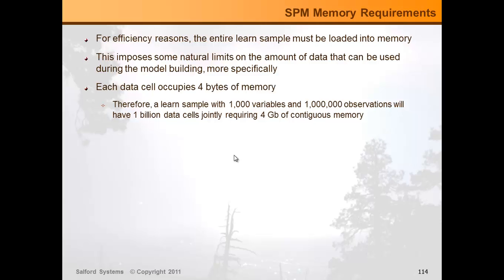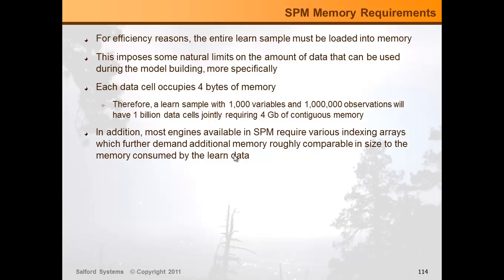The learn sample that has, say, 1,000 variables and 1 million observations will therefore have 1 billion data cells, jointly requiring roughly 4 gigabytes of continuous memory. So if you wanted to process a learn sample that has those specific dimensions, the total amount of memory that will be consumed by the learn sample inside of any of our data mining engines will have to be 4 gigabytes.